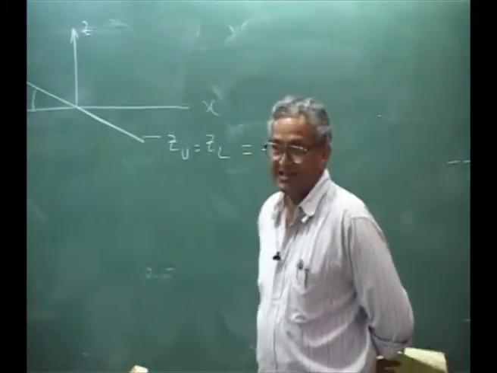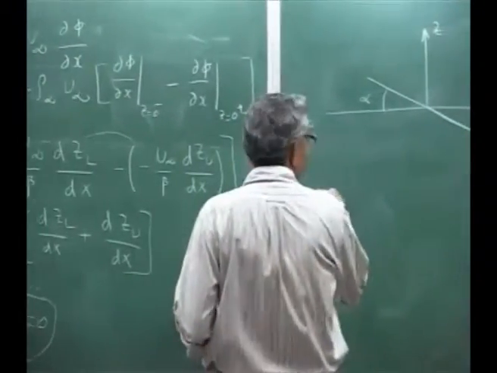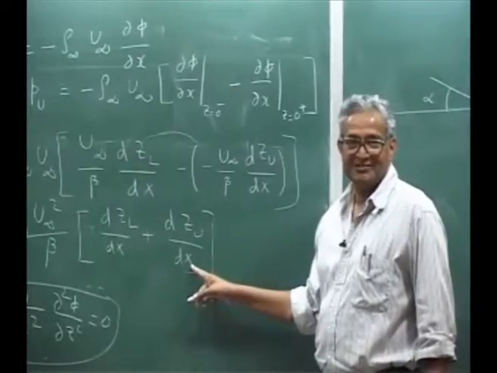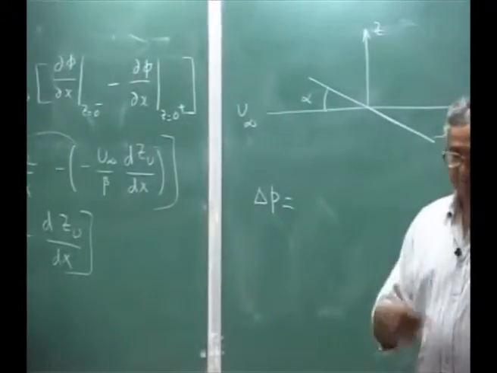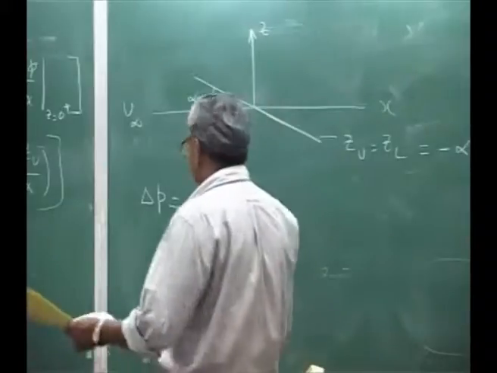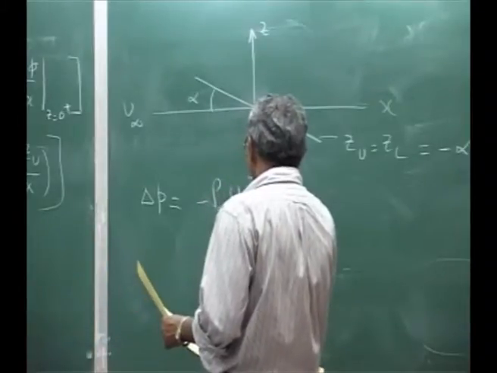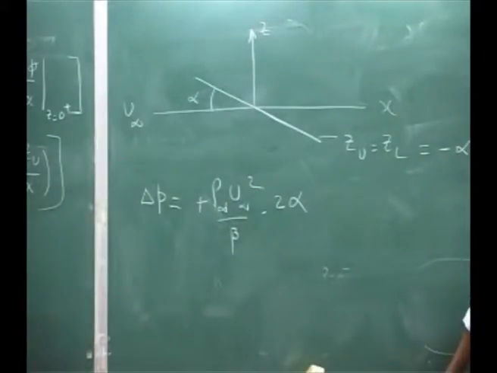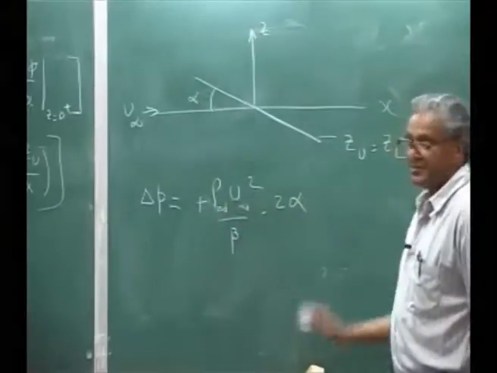Now if I substitute there, I will get what? The pressure delta P will be. So as a result, dZl by dx is nothing but minus alpha. This is also minus alpha. So you will get your delta P, the pressure difference between lower and upper surface for an angle of attack alpha, that will be minus rho infinity u infinity square over beta times 2 alpha plus. So if it is a positive angle of attack, this is the flow which is coming u infinity, so you will get this is the pressure difference.